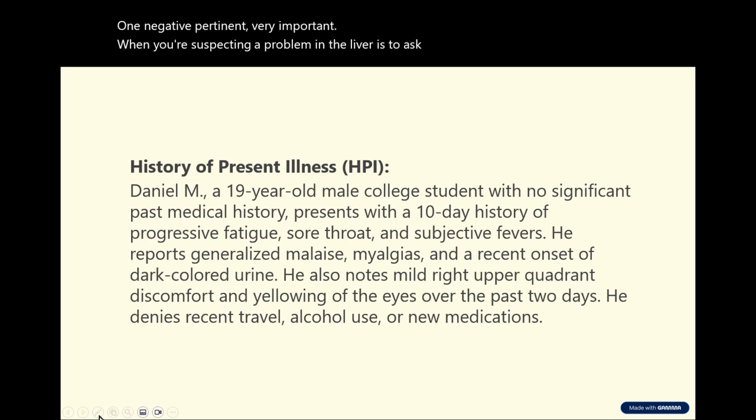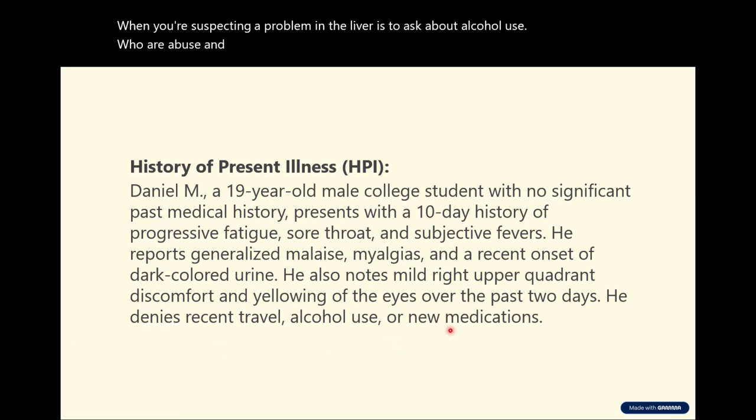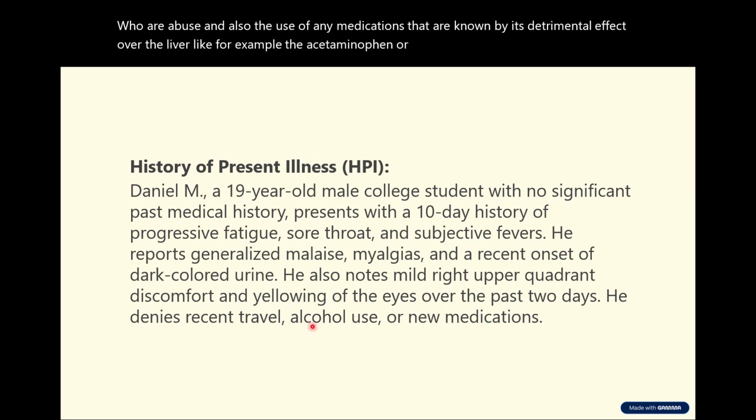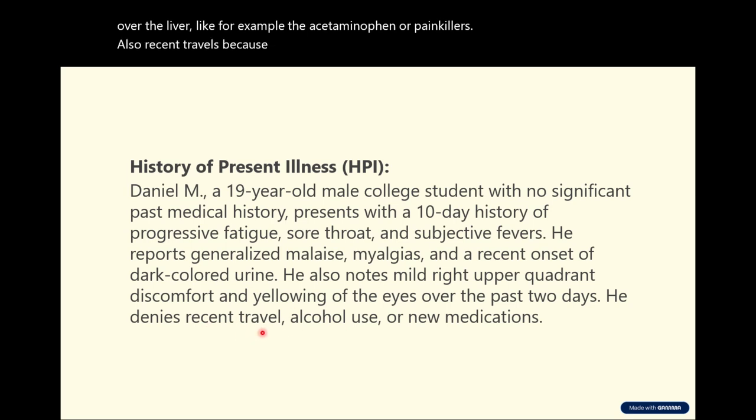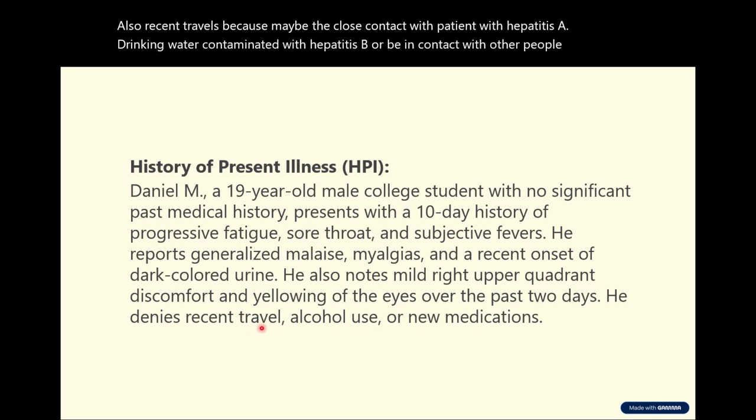One very important negative pertinent when you're suspecting a problem in the liver is to ask about alcohol use or abuse, and also the use of any medications known for their detrimental effect on the liver, like, for example, acetaminophen or painkillers. Also ask about recent travels, because of possible close contact with a patient with hepatitis A, drinking contaminated water, or being in contact with other people who have hepatitis.